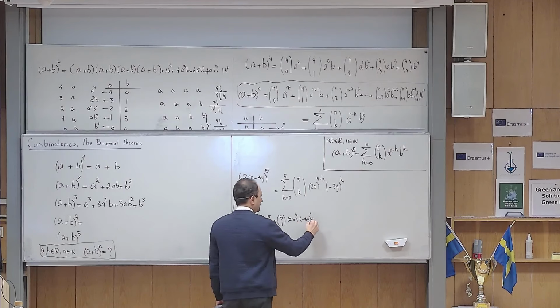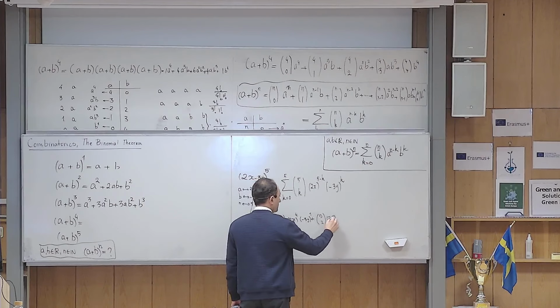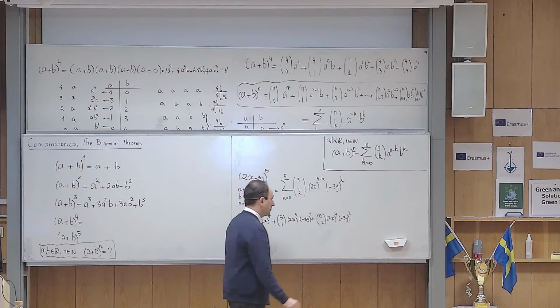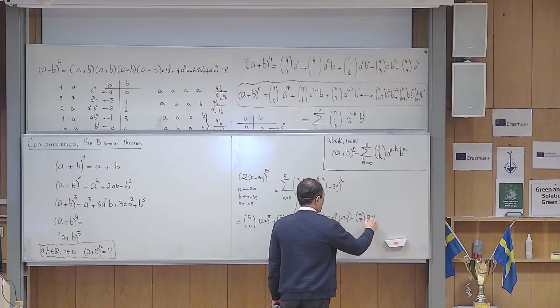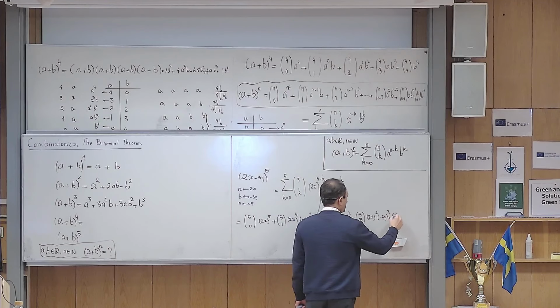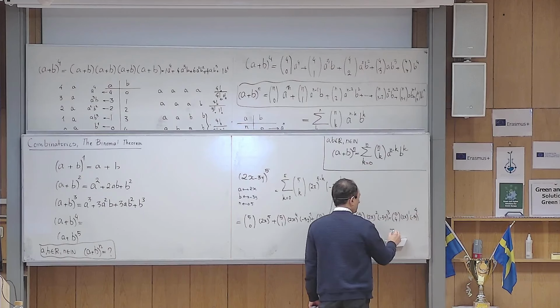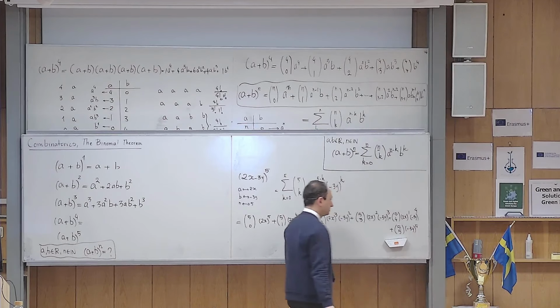The next one, 5 choose 2, and then you have (2x) to the power of 3, and (minus 3y) to the power of 2. And then the next one, 5 choose 3. You have (2x) to the power of 2, (minus 3y) to the power of 3. And then 5 choose 4, (2x) to the power of 1, (minus 3y) to the power of what? 4. And finally, 5 choose 5. No 2x, (minus 3y) to the power of 5. Yes?